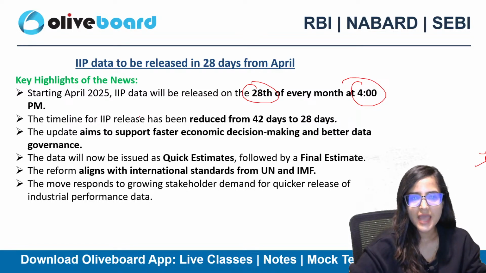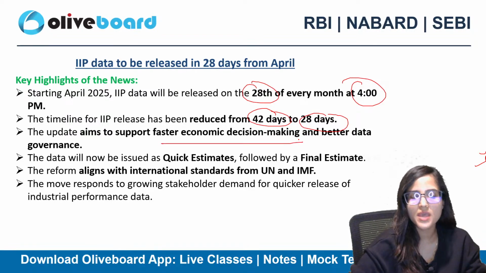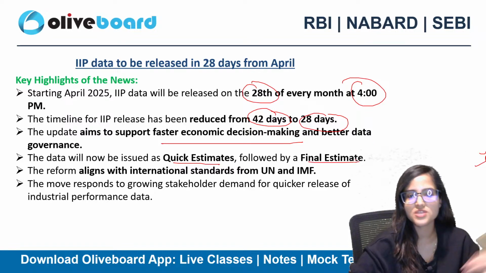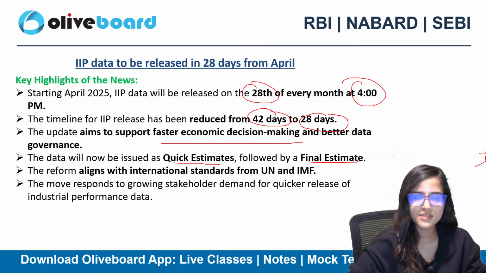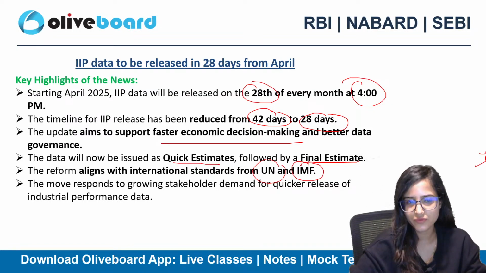The timeline is reduced from 42 to 28 days for faster economic decision making and better data governance. The first quick estimates are going to be released, and then final estimates are also going to be released. And this is going to align with international standards like the UN and IMF.